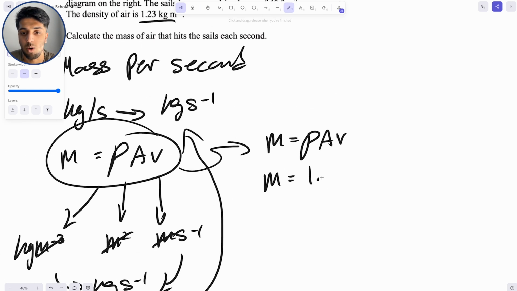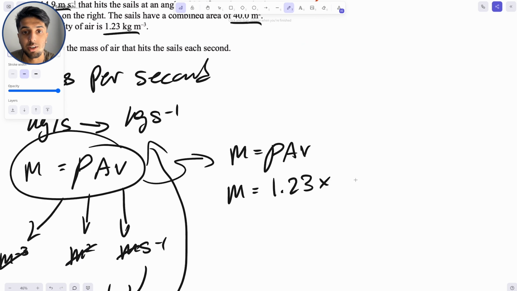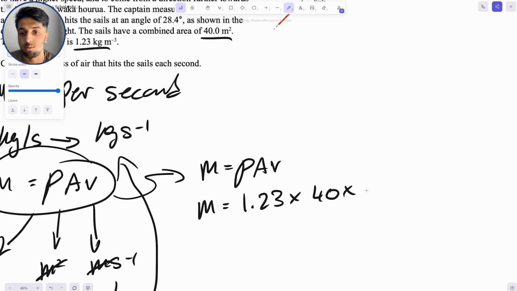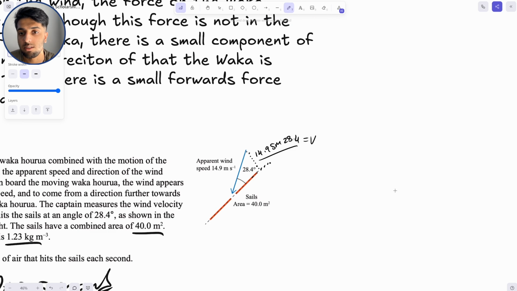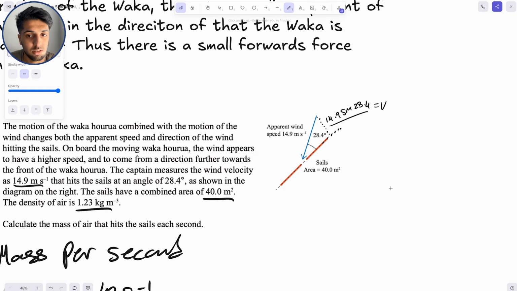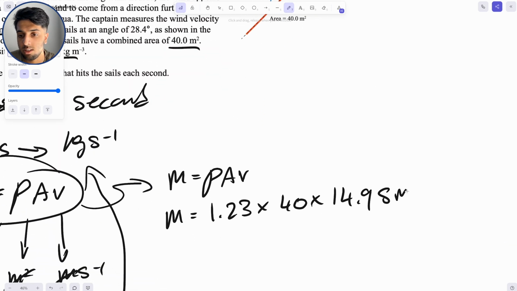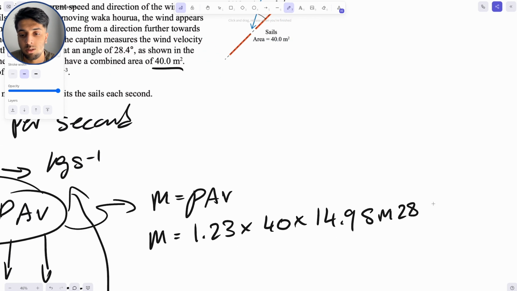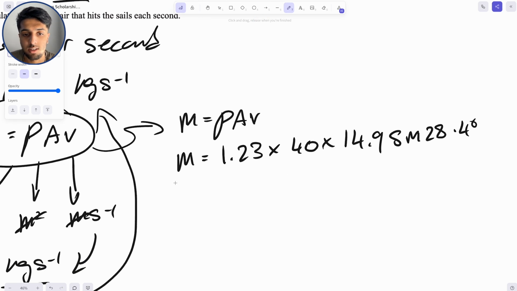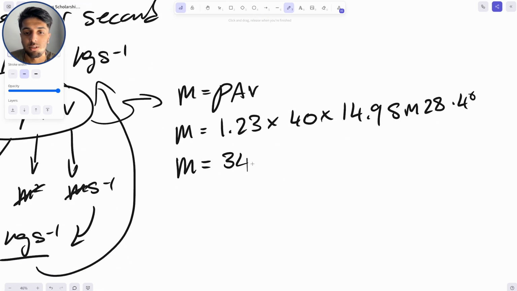So we can simply chuck this in as m is equal to our density, which is 1.23, times our area, which is 40, and times 14.9, if I'm correct. Yep. Sine 28.4 degrees. And we get 349 kg/s. There we go.